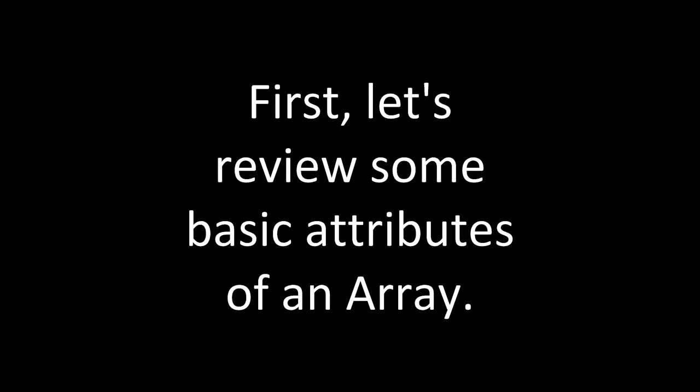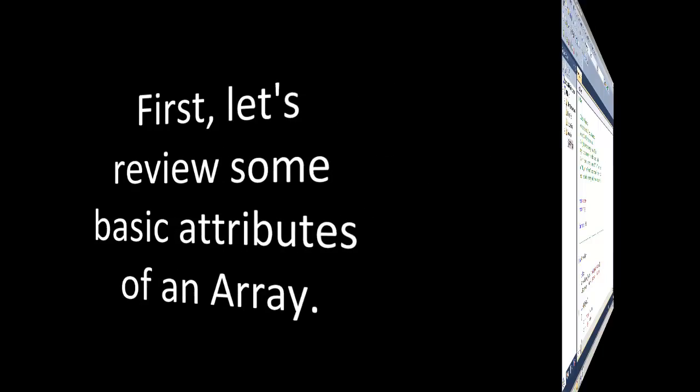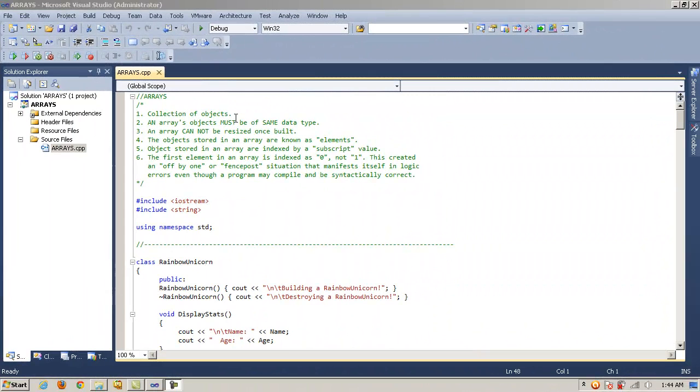First, let's review some basic attributes of an array. Today let's take a look at arrays in C++. Arrays are collections of objects, and there are a few restrictions that apply to arrays. Arrays must store objects of the same data type. In other words, we can't create an array that stores both integers and, say, doubles or strings, or rainbow unicorns, or flying purple people eaters.